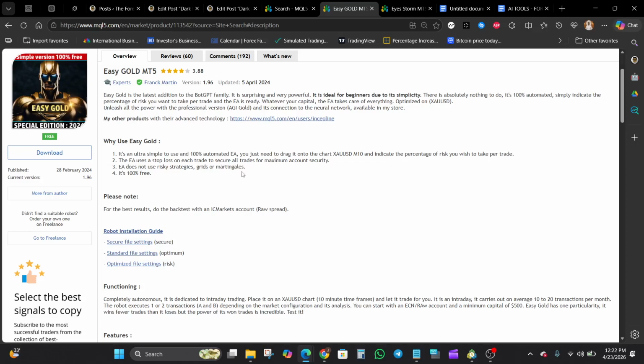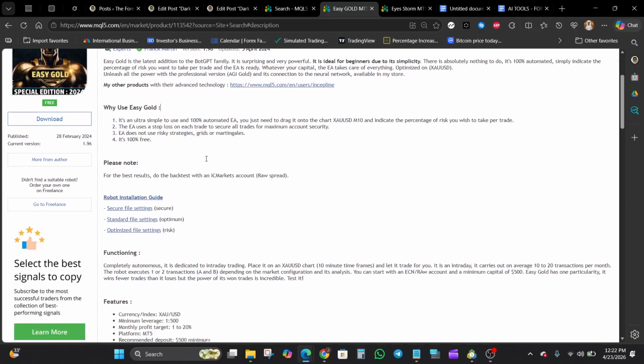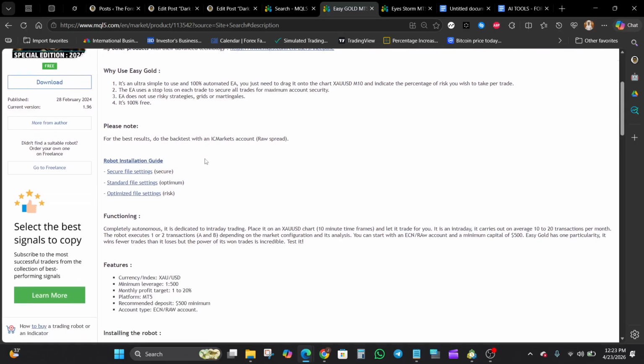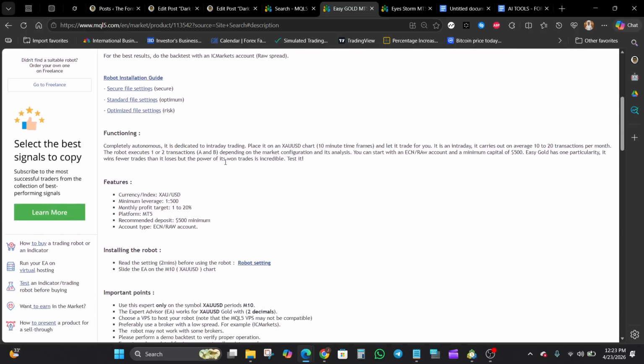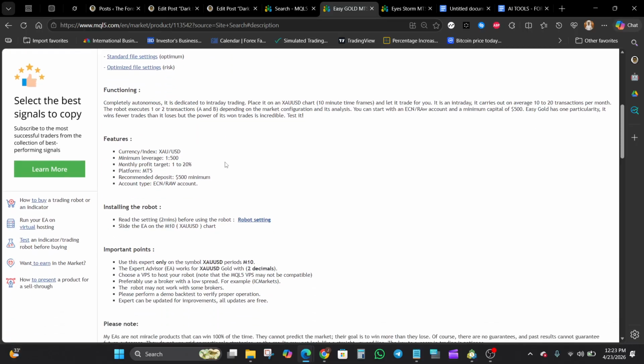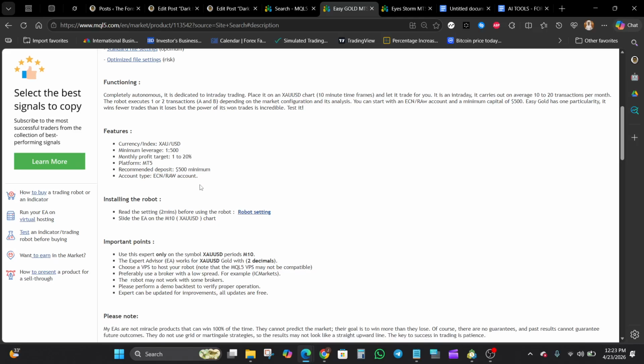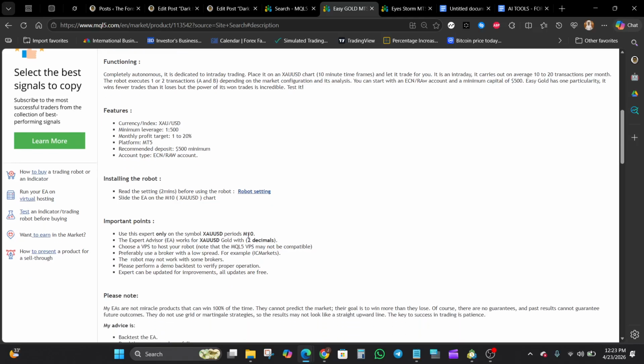Right away, one thing that stands out is that this EA is quite interesting considering the type of strategy it's trying to implement. It's marketed as very beginner friendly, basically plug and play. You attach it to the chart, set your risk percentage, and it handles everything else. But beyond the simplicity, there are a few important things to understand here. The EA is designed for intraday trading on XAUUSD, specifically on the M10 time frame.